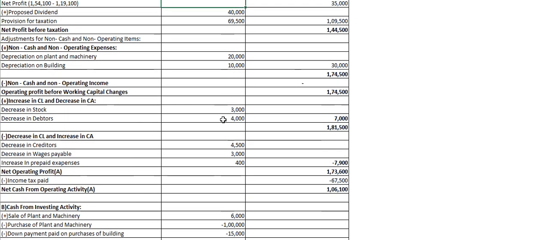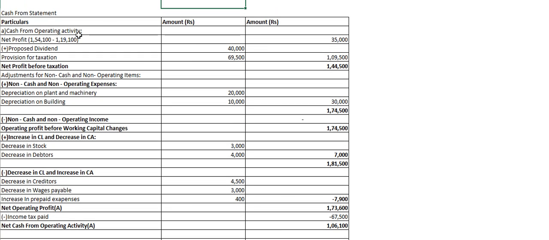Moving on to your cash flow statement, cash from operating activity, net profit, which is your profit and loss appropriation balance, which is 1,19,100 and 1,54,100. So 1,54,100 minus 1,19,100, which you get 35,000. So you add your proposed dividend 40,000 in your provision for taxation from your income statement, which is 69,500. You get a balance of 1,09,500. So net profit before taxation is 1,44,500.